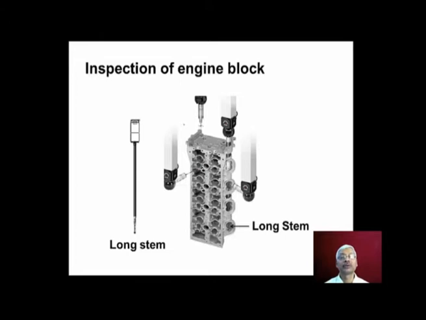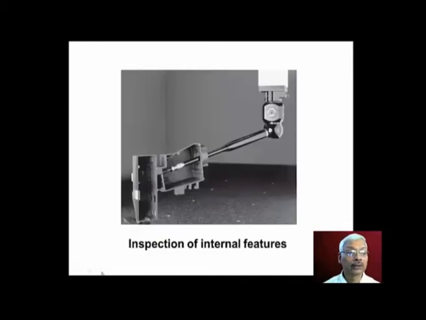You can see the use of a star type probe. And here using an extension bar and the probe stylus at the end, we can check the inner details. It has entered into the hole to check the details available here.